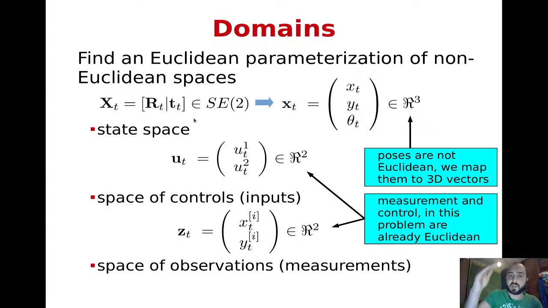We first model the state as it is, and the same is true for the measurements or for the control, and then we try to find a Euclidean parameterization for which things get easier and we don't have to handle manifolds.